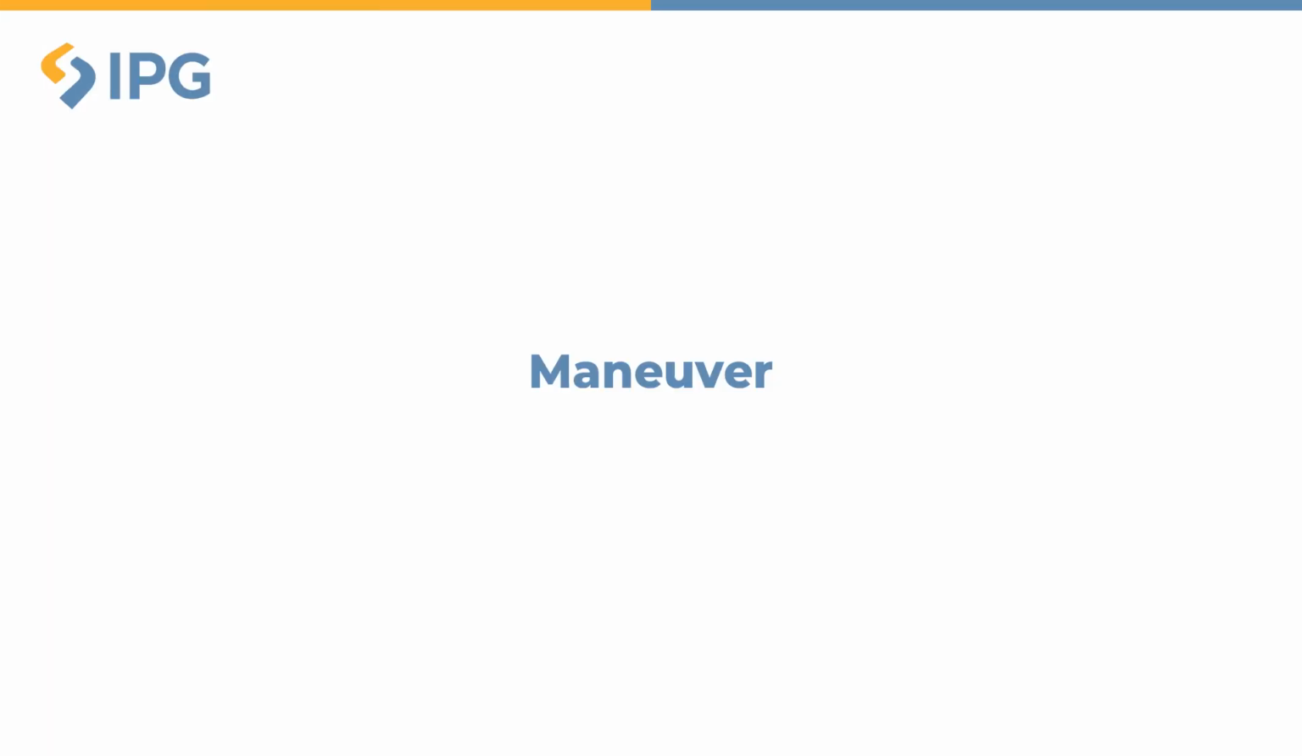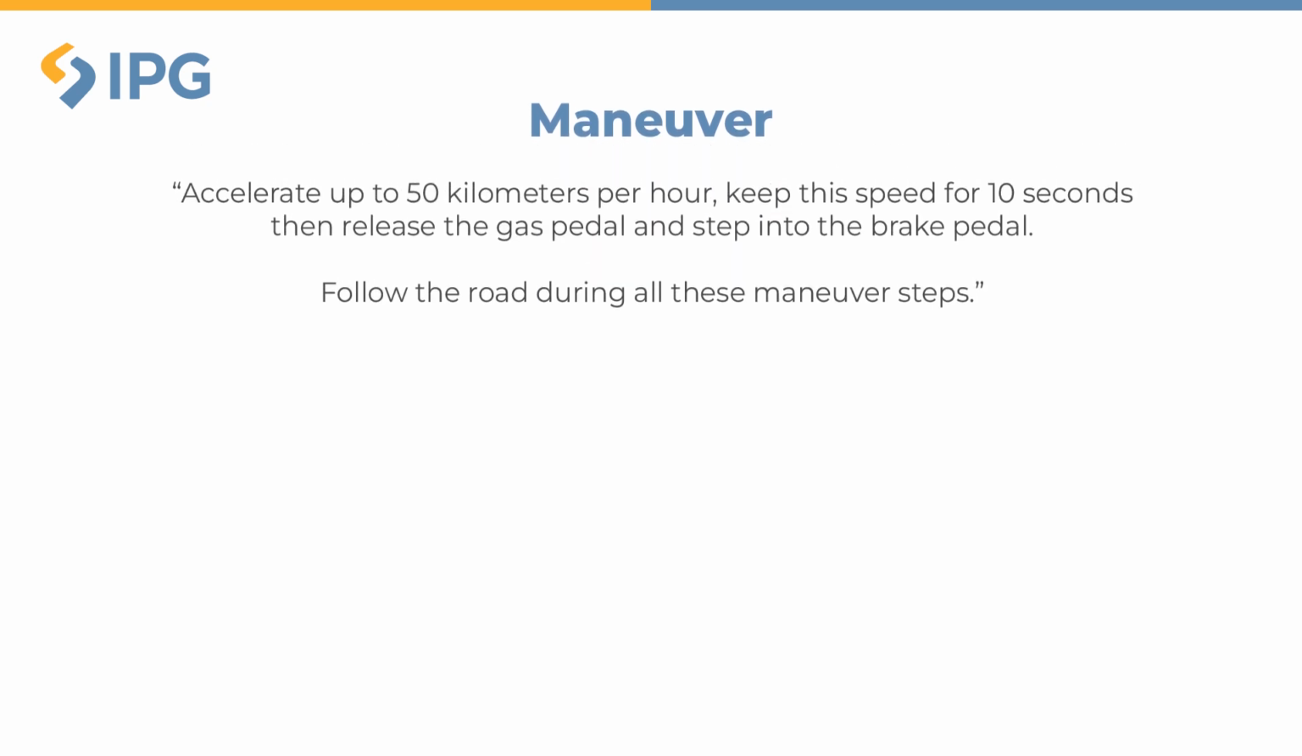The maneuver represents a set of instructions for the driver. For example, accelerate up to 50 km per hour, keep this speed for 10 seconds, then release the gas pedal and step into the brake pedal. Follow the road during all these maneuver steps.